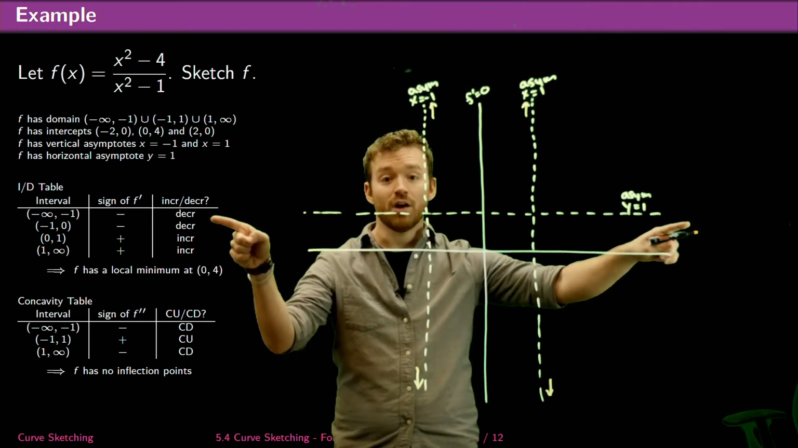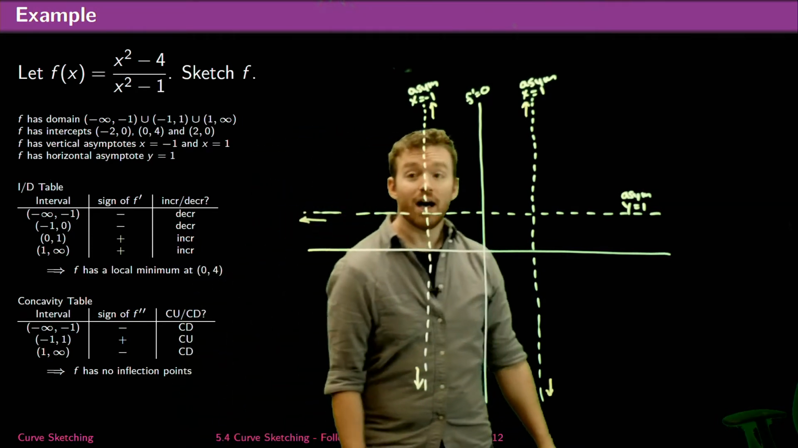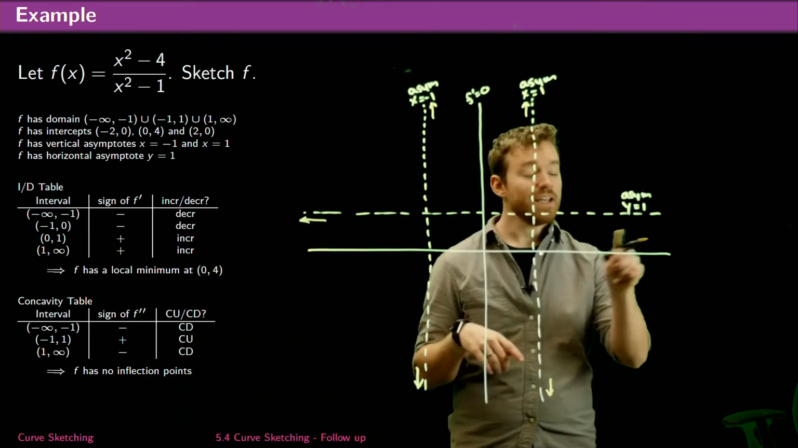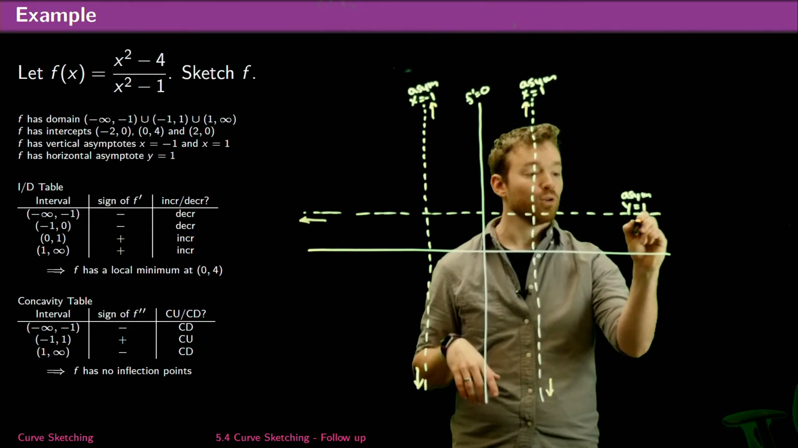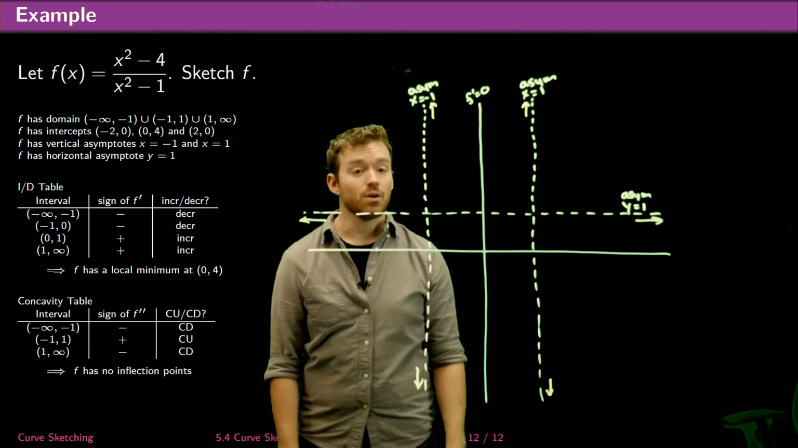Negative infinity to -1, I'm decreasing, so I must be coming from below. And finally, on the last interval, I'm increasing, so I must be coming up below the horizontal asymptote. So that's all the information I got about asymptotes.